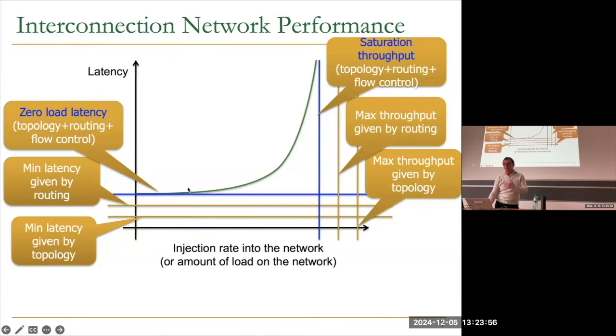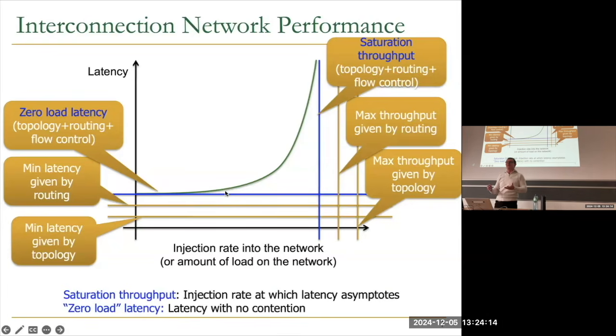Then the question is, what is this curve, right? Basically, here you have the zero load latency. Here you have the saturation throughput, meaning the throughput beyond which the network cannot function, or latency shoots up. And this curve can be plotted for different types of access patterns, for different types of design choices.